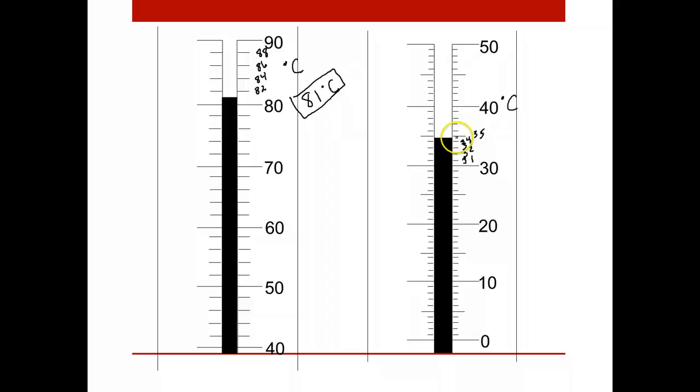All right, so ours is going to be somewhere between 34 and 35. So I'm going to start with 34.0, and now we need to estimate. Looks like it's a little bit more than halfway. I'm going to guess, we'll say 34.7 degrees Celsius. Again, I'm just estimating that 0.7.